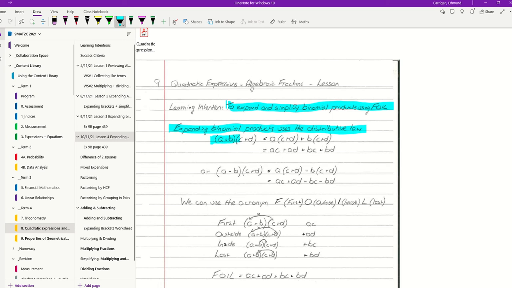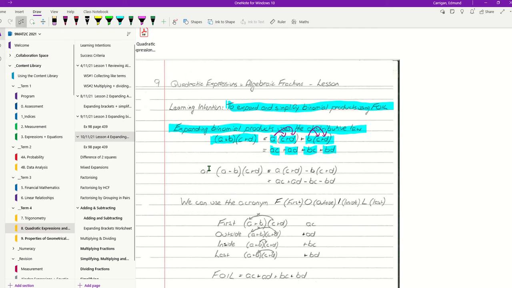So that means that (A plus B) times (C plus D), if we use one iteration of the distributive law, we've got A times (C plus D) plus B times (C plus D). If we use the second round of expanding our brackets, we get AC plus AD plus BC plus BD. Remember, for each of these we multiply the first one by the second one.